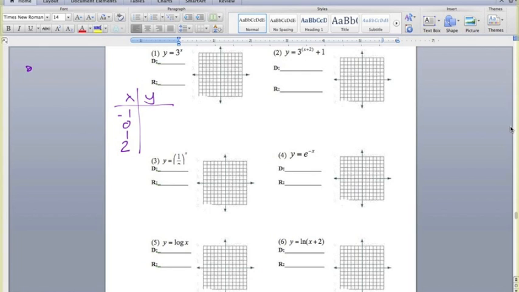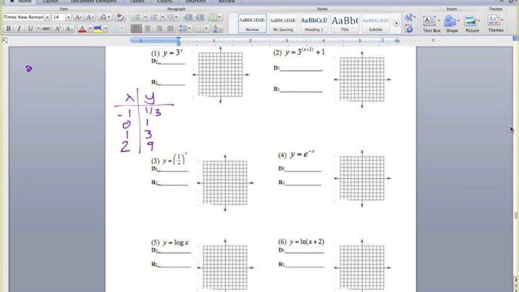When I plug in a negative in an exponent, it creates a reciprocal. So it's going to take that 3 and flip it over. It makes 1/3. 3 to the 0 power is 1. 3 to the first power is 3. And 3 to the second power is 9.